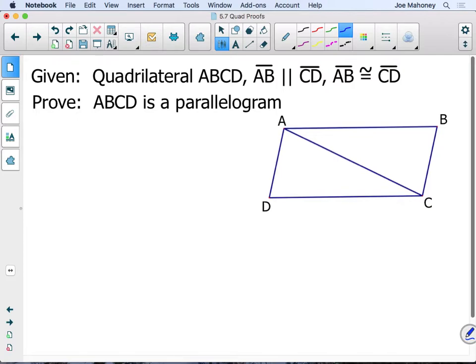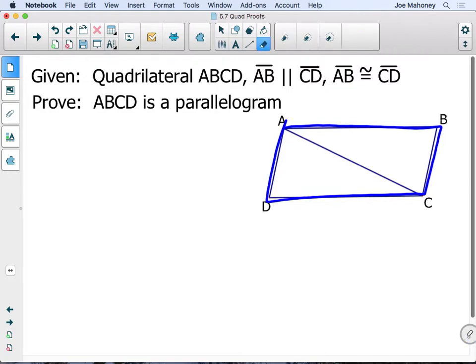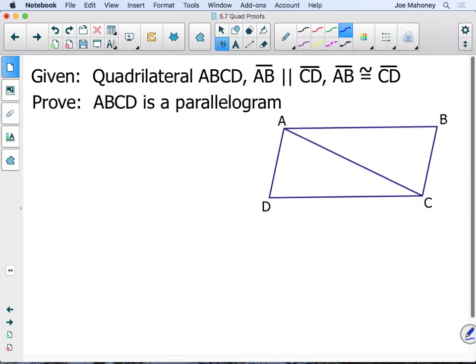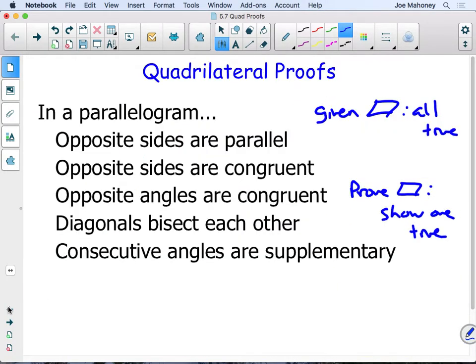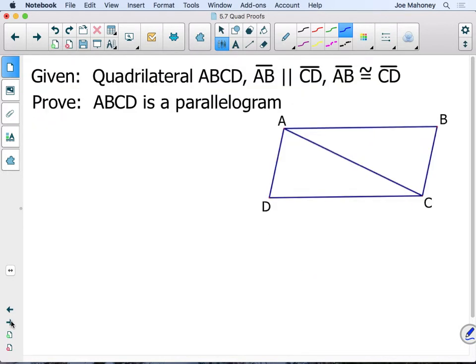So let's keep moving. Let's change gears a little bit. And now we're given a quadrilateral. But take a look at this quadrilateral. Look at this ABCD. What kind of shape does it look like? It looks like it's a parallelogram. So that means we have to show that there's one of these properties. Let's go way back to the beginning for a second. We've got to show that one of these things is true. Let's go and do that.